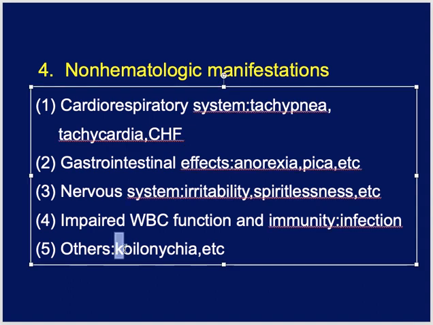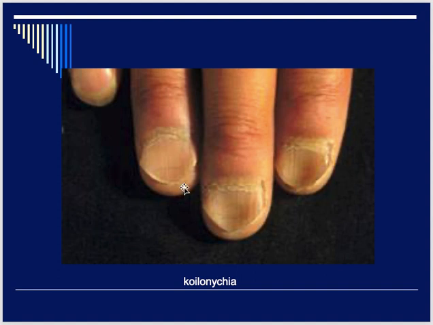One thing is koilonychia. What is koilonychia? The patients who have iron deficiency anemia have nails that become brittle and spoon shaped. We call this condition koilonychia. So they have brittle nails as well as spoon-shaped nails. This is one of the signs of iron deficiency anemia. Their hair also becomes brittle. So they have brittle hair, brittle nails, and spoon-shaped nails, in iron deficiency anemia.